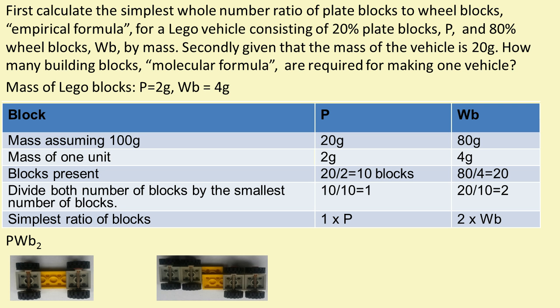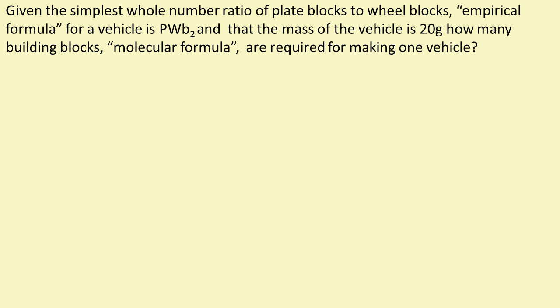This doesn't tell us exactly what vehicle may be present. At the bottom are two vehicles which have this simplest whole number ratio of plate block to wheel block. Given the simplest whole number ratio of plate blocks to wheel blocks for a vehicle is PWB2, and that the mass of a vehicle is 20 grams, how many building blocks are required for making one vehicle?